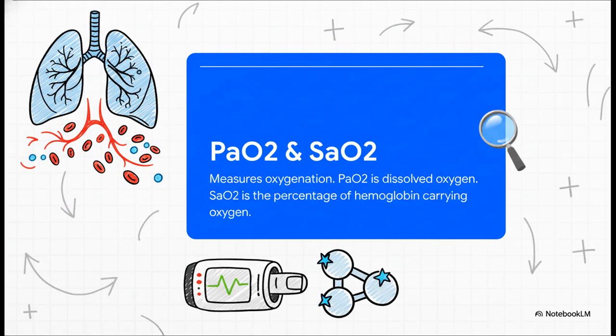And finally, we've got PaO2 and SaO2. Both of these tell us about oxygenation. PaO2 is the amount of oxygen gas that's just dissolved in the blood plasma. SaO2 is probably more familiar. It's basically what a pulse oximeter reads. It's the percentage of your hemoglobin that's actually carrying oxygen. Both are absolutely crucial for figuring out how well a patient is oxygenating.